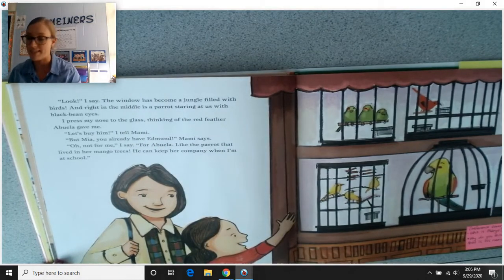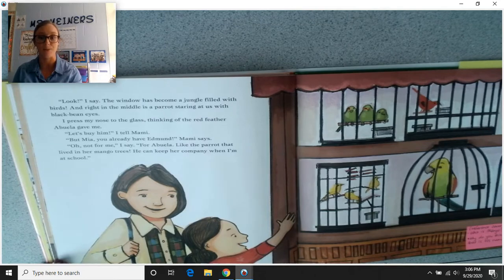I press my nose to the glass, thinking of the red feather Abuela gave me. Let's buy him, I tell Mommy. But Mia, you already have Edmund, Mommy says. Oh, not for me, I say. For Abuela, like the parrot that lived in her mango trees. He can keep her company when I'm at school.